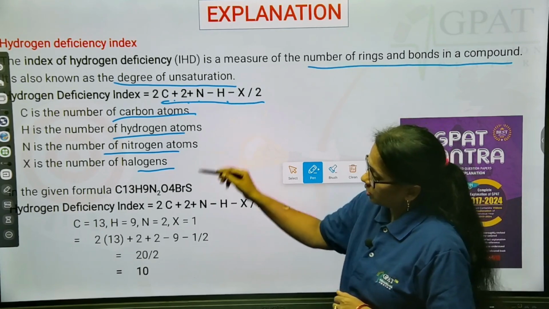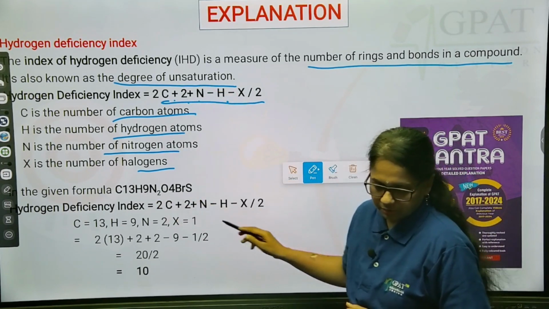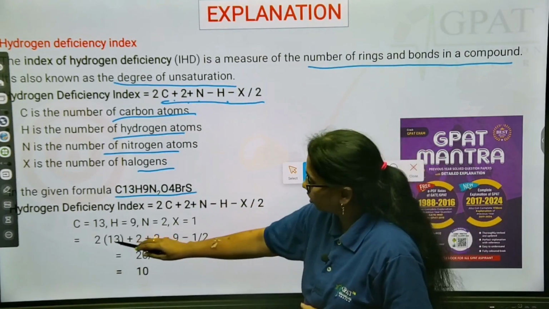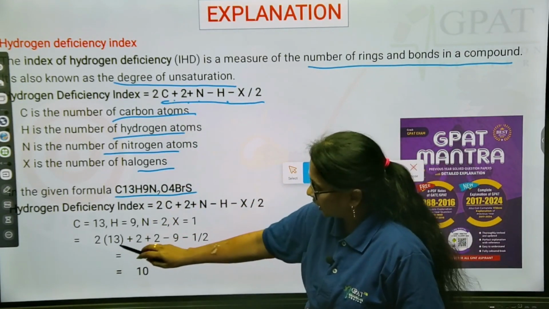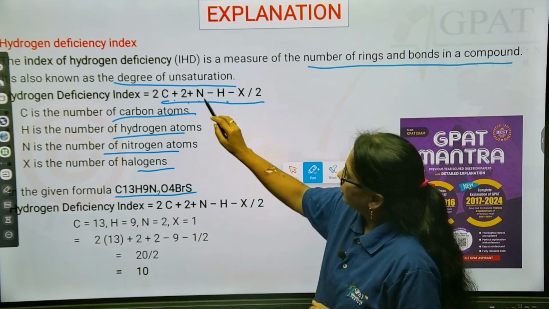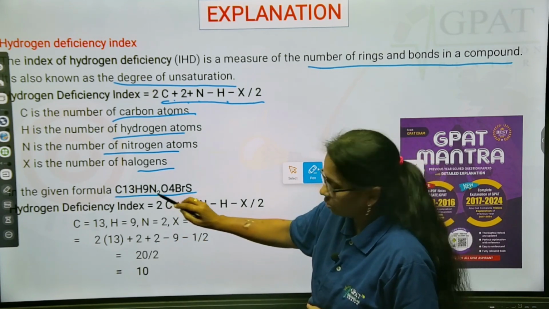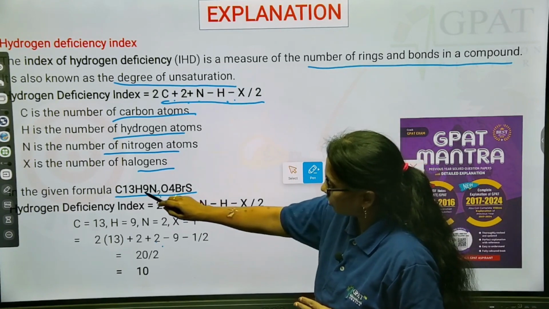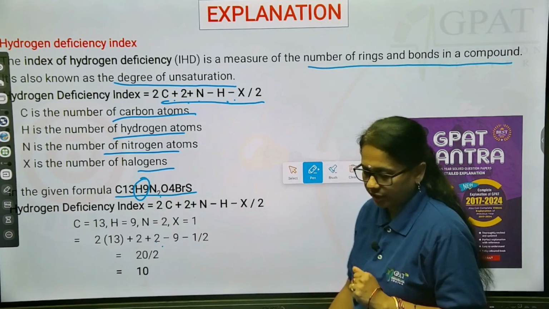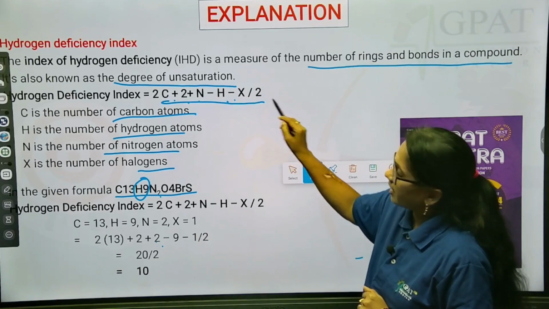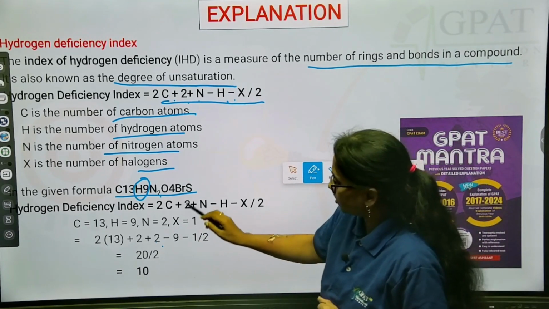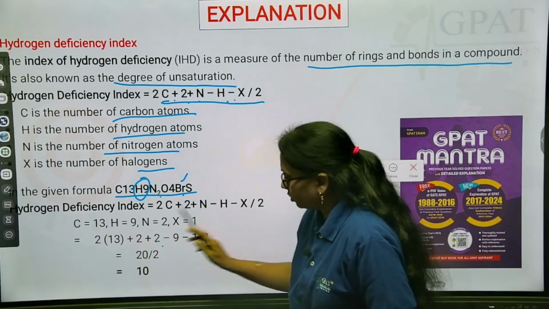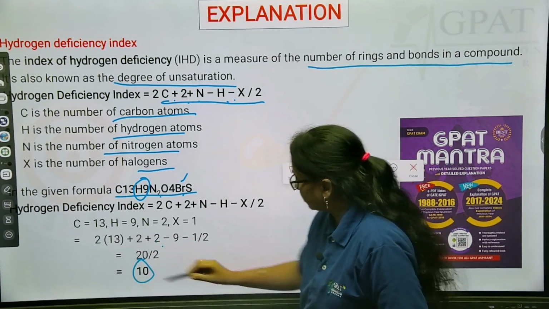Okay, so if you substitute the values from the formula they have given for us, C13, so 2 into 13 plus 2 plus nitrogen, how many nitrogens are there? 2 nitrogens, so plus 2 minus hydrogens, how many hydrogens? H9, 9 hydrogens, so minus 9 minus X by 2, halogens, how many halogens? Only 1 bromine, so 1 by 2. If you finally calculate this, you are going to get the answer, that is 10.